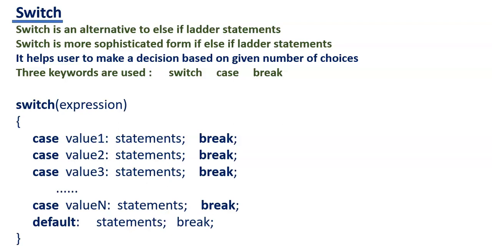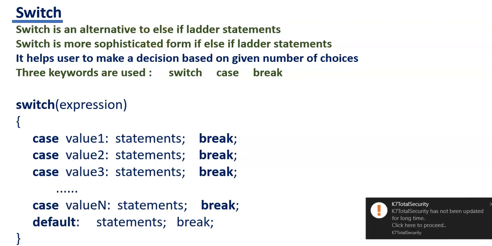There are three keywords used in the switch statement. One is switch, the second one is case, and the third one is break. And coming to the syntax, this is the syntax. First of all, switch, we give an expression, and then case, there will be different cases here. That means there will be different options. Out of these options, only one option is executed at a given time.